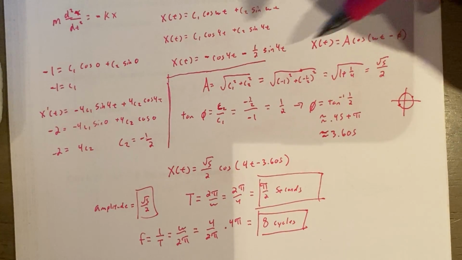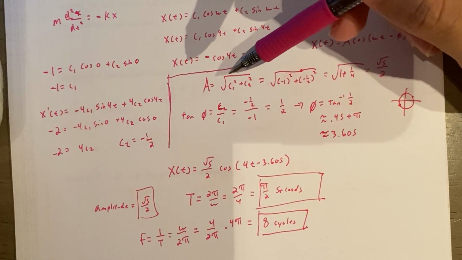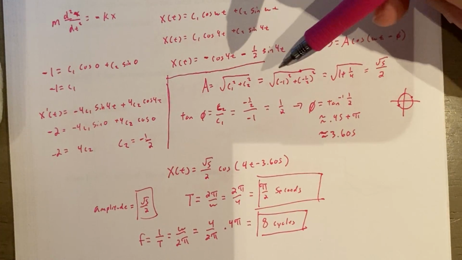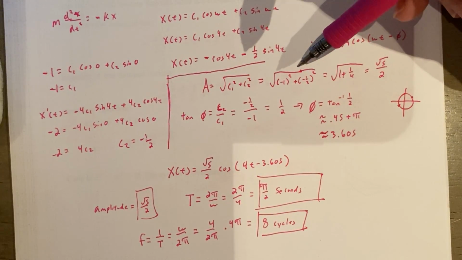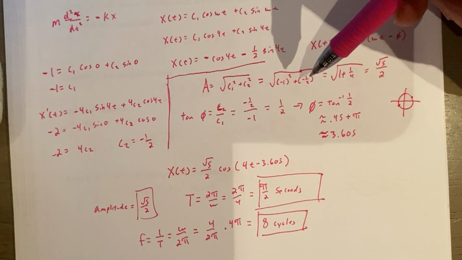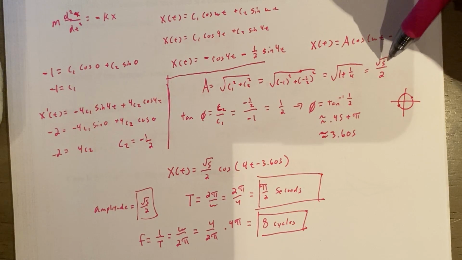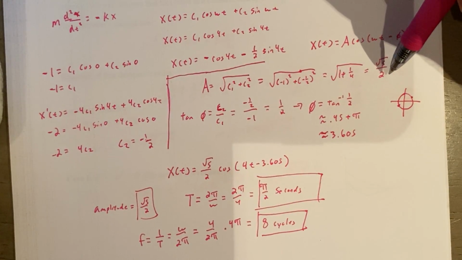So to find our amplitude, it is just the square root of our constants squared, so c sub 1 squared plus c sub 2 squared. c sub 1 was -1. Our c sub 2 is -1/2. When we square both of those, we get 1 and 1/4. Add those, and we get the square root of 5 over 2.